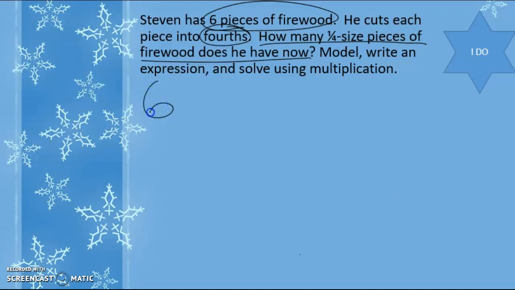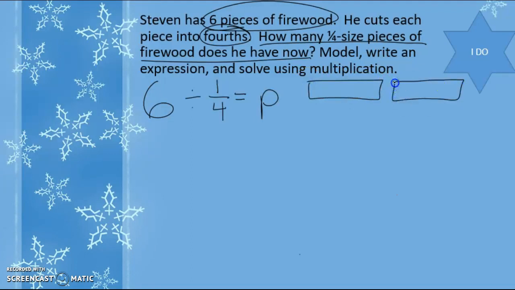So he has 6 whole pieces of firewood. He wants to cut them into 1/4 pieces. How many 1/4 pieces of firewood will he have now? We're going to call that P because it's pieces of firewood. And we can show that here.